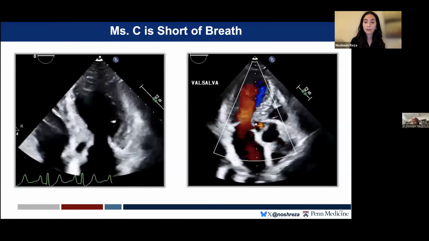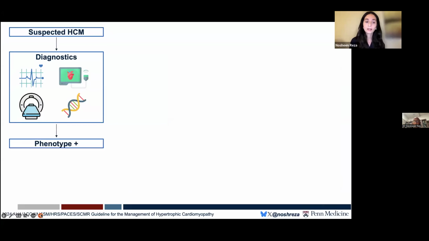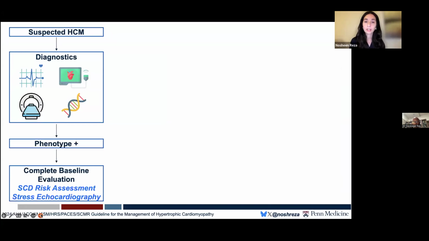So when we have a patient or an individual with suspected HCM, of course, we do the diagnostics we just discussed: EKG, echocardiogram, cardiac MRI, genetic testing. We establish the presence of a phenotype and really characterize what that phenotype is. And then we complete our baseline evaluation assessment, including a sudden cardiac death risk assessment, as we discussed earlier. And we also make sure to perform stress echocardiography to really understand the complete range of functional capacity of our patients, and to also make sure that we're not missing left ventricular outflow tract obstruction that may only be elicited with provocation such as exercise.